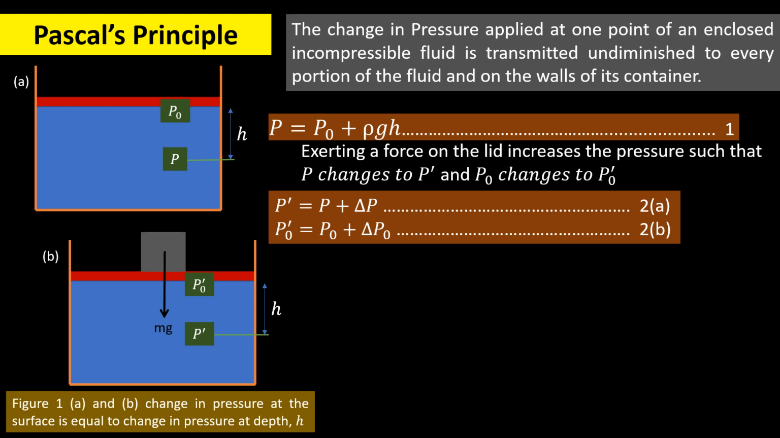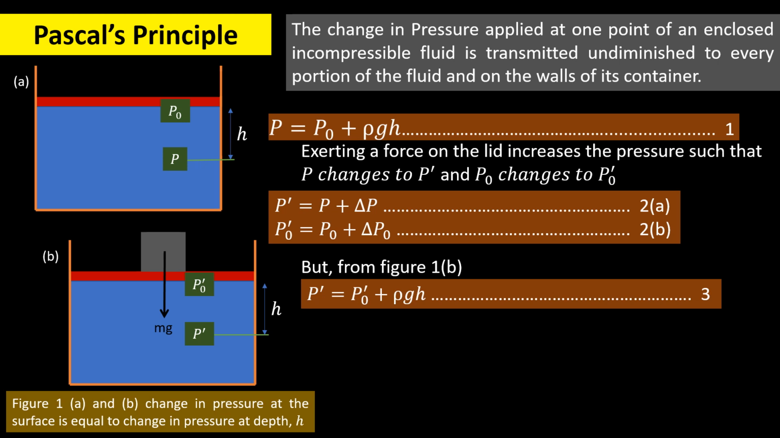So P naught prime will be the initial P naught plus a change in P naught, which we call delta P naught. Same case for point P. So the new pressure at point P will be P prime, which is the original P and an additional delta P, the change in pressure. So according to Pascal's principle, the change in pressure, delta P and delta P naught, is said to be the same. So let us see how this happens.